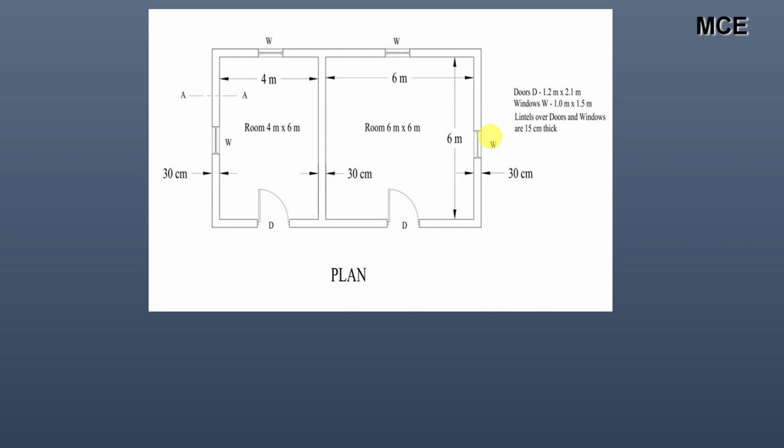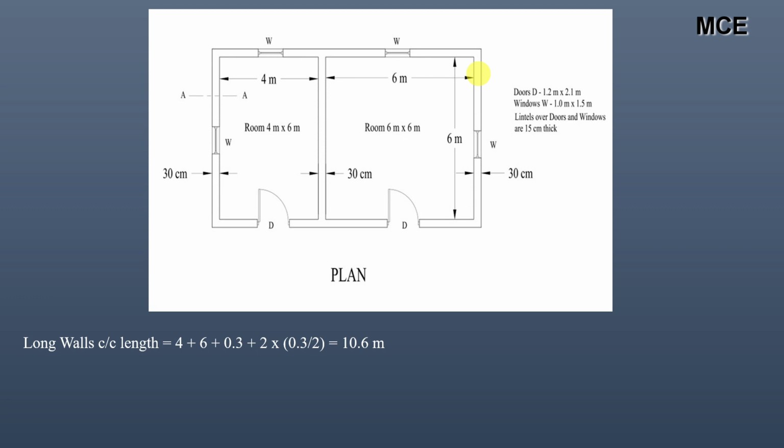To find the center to center length of the long wall, you have to add the length along the long wall. So center to center length of the long wall will be equal to 4 plus 0.3, since the thickness of the brickwork in this building is 30 centimeters, plus 6 meter plus 2 times half of 0.3, that is from the center of this point to this point. So this will give me the center to center length of the long walls as 10.6 meter.